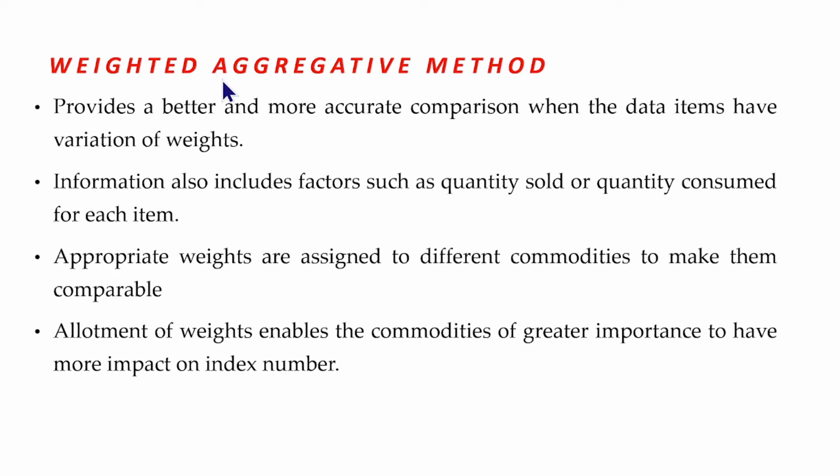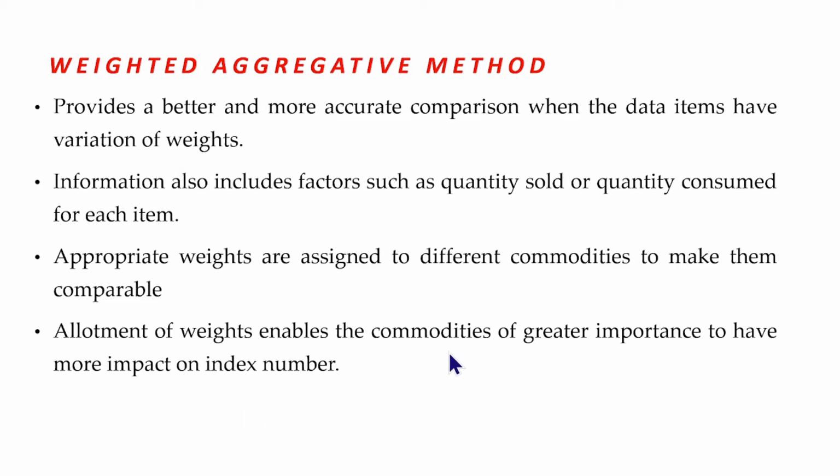Now this method has some advantages over the simple aggregative method or the simple average of relatives method. The first one is it provides a better and more accurate comparison when the data items have variation of weights. Then it also has information which includes factors such as quantity sold or quantity consumed, and appropriate weights are assigned to different commodities to make them comparable. And because of the allotment of weights, it enables the commodities of greater importance to have more impact on the index number, which is very, very important.